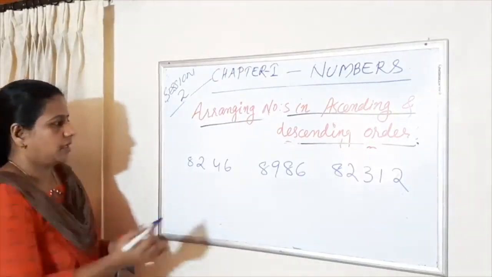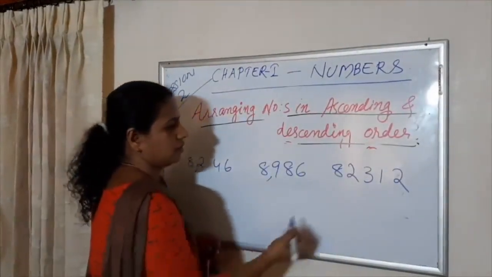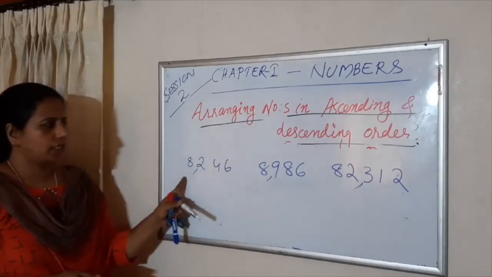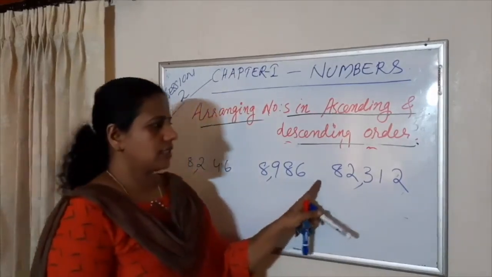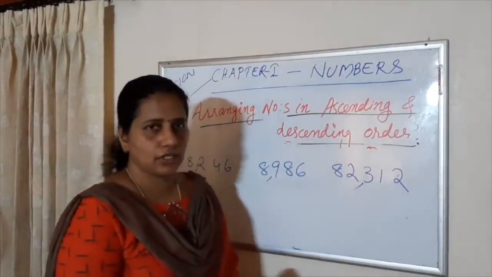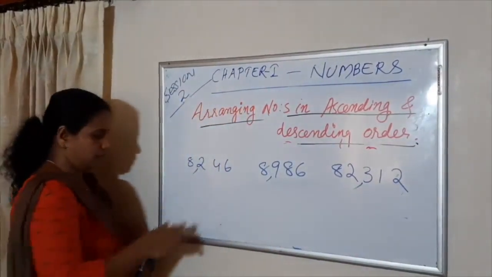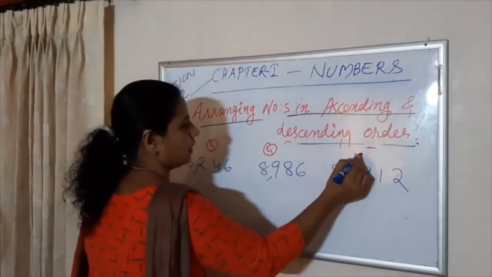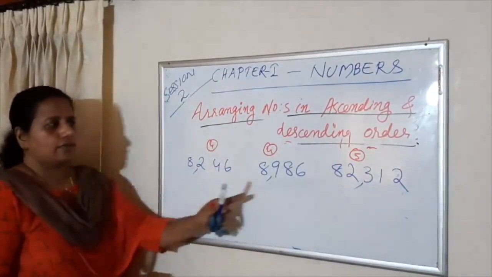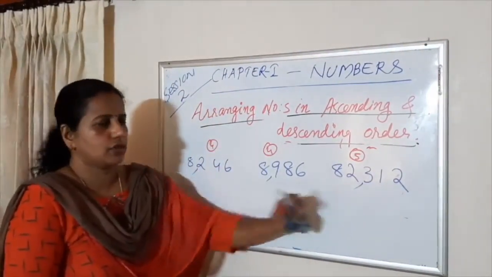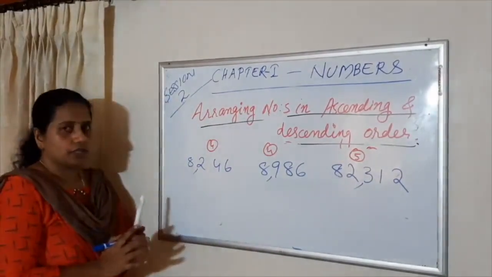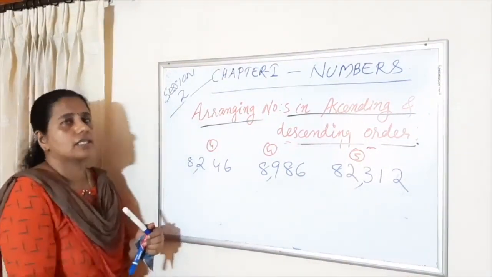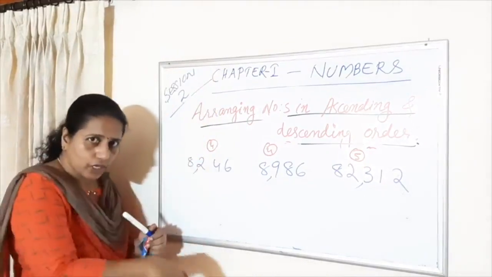I am inserting commas after 3 places. 1s, 10s, 100s, 1000s: 8,246, 8,986, 82,312. First, what I told you, count the digits: 1, 2, 3, 4. Next one also 4. Next one 5. So you can easily identify the biggest number, that is 82,312. So first you write the biggest one, because descending order means you are going down. In ascending order we are going up and in descending order you are going down.